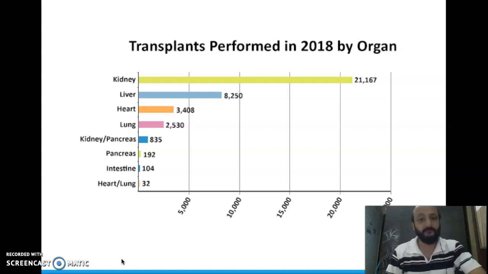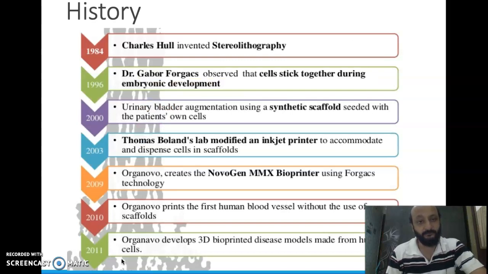If you look at this slide, you will find that in 2018, the major organ transplanted, the kidney, was done around 21,167 times. Next to that were liver, heart, lung, pancreas, intestine, and heart or lung. So the demand for organ donation or organ transplantation has increased.